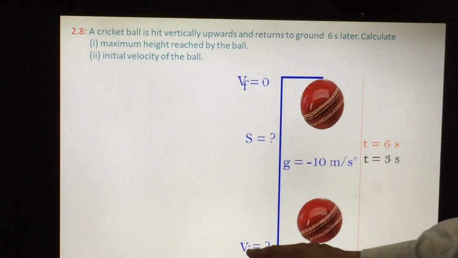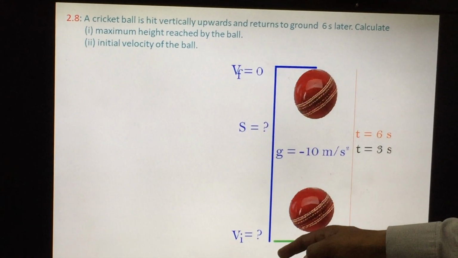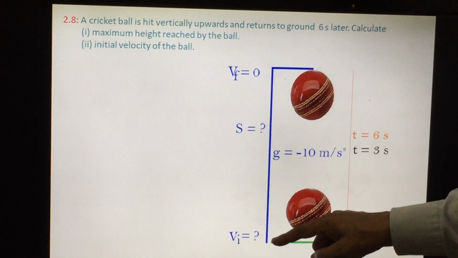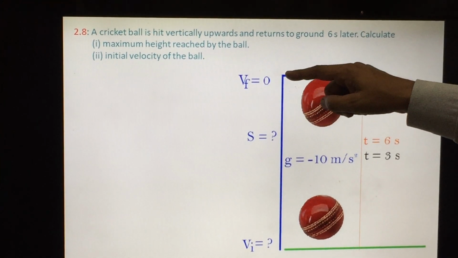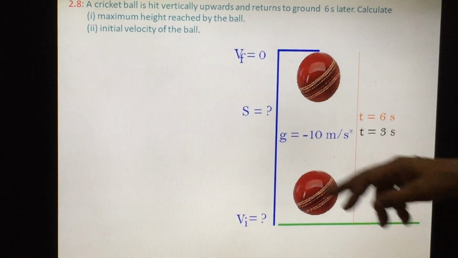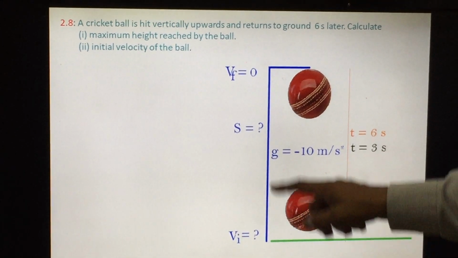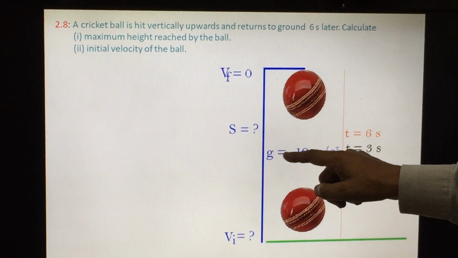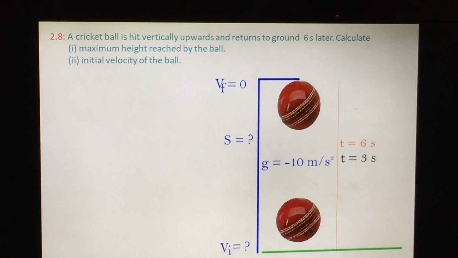Here is the ball. When you apply force, the ball will go up, right? Whenever it moves up, gravity pulls it down and the velocity keeps on decreasing, and a time will come when it stops for a while, and at that point the final velocity will be zero. Going up, because the velocity keeps decreasing, the acceleration will be negative. So the gravitational acceleration, a constant value of 10 meter per second square, will be negative.